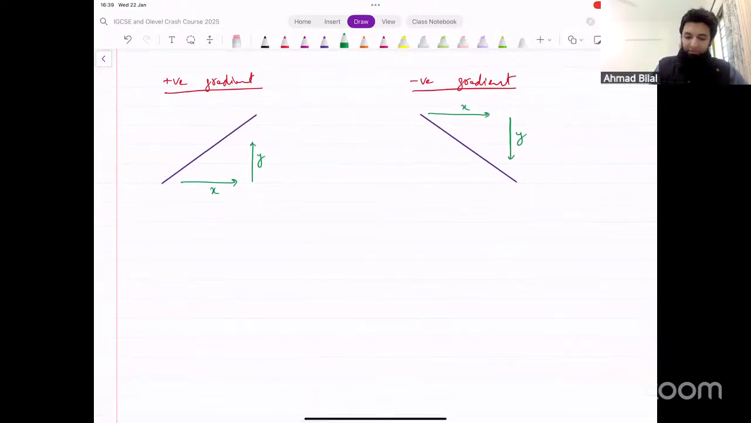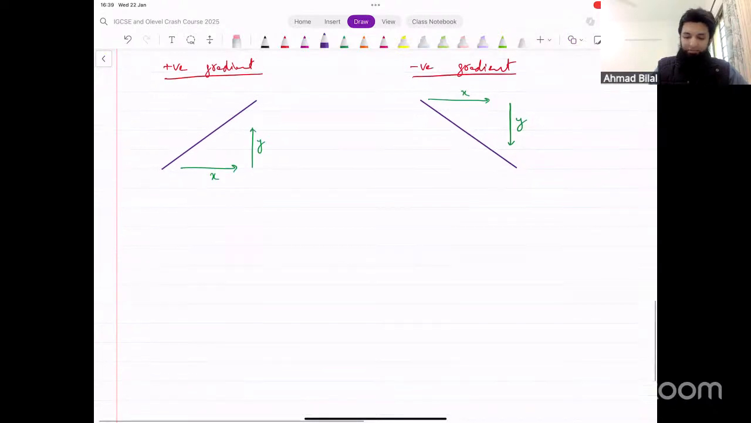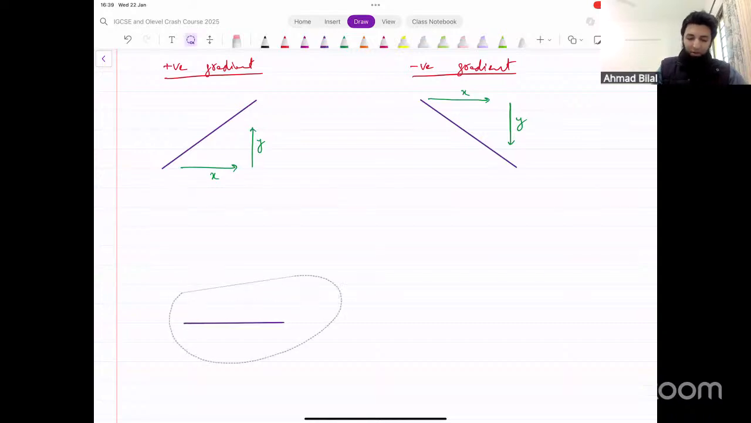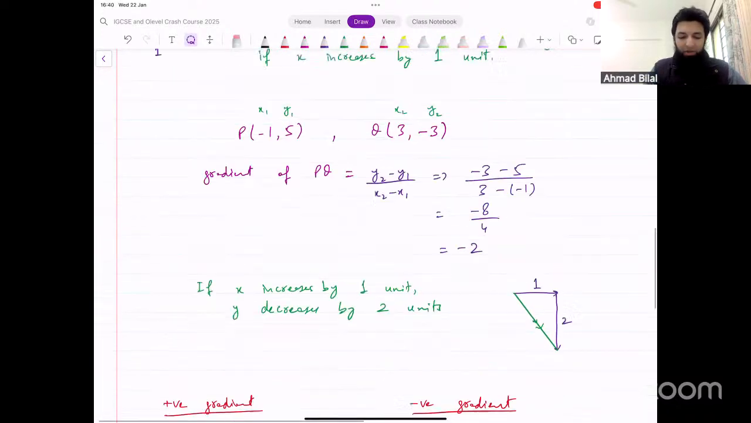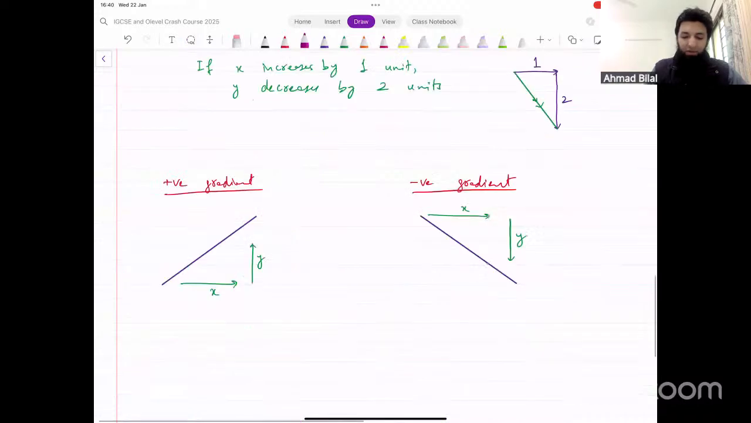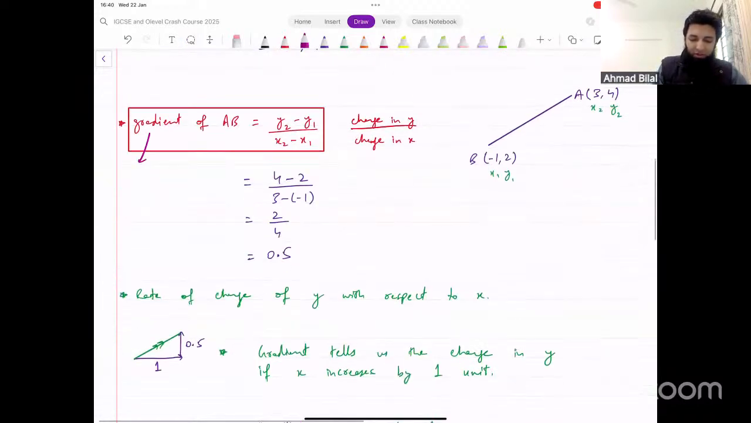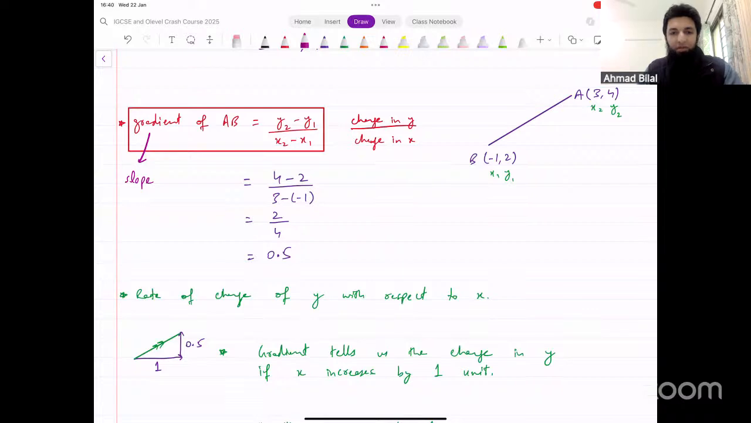Then sometimes you can have horizontal lines. So for instance, what if you have a line that looks like this, a horizontal line like this? What's the gradient of this line? Remember, gradient has another name as well. We also sometimes call it the slope of a line. You should be familiar with this other terminology as well. Gradient has another synonym, and it's called slope.